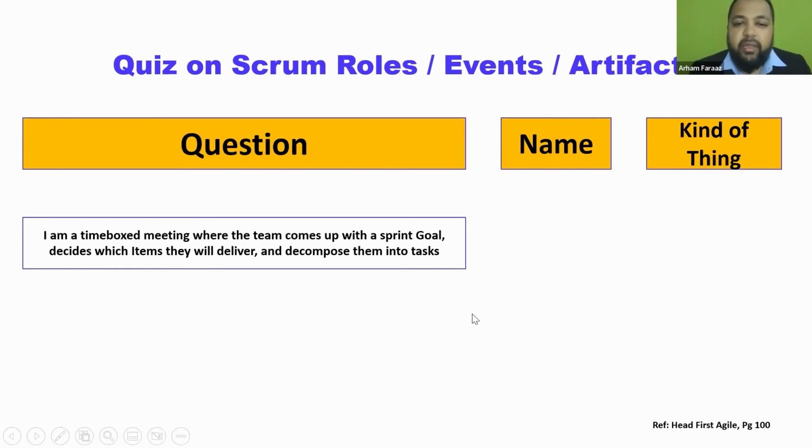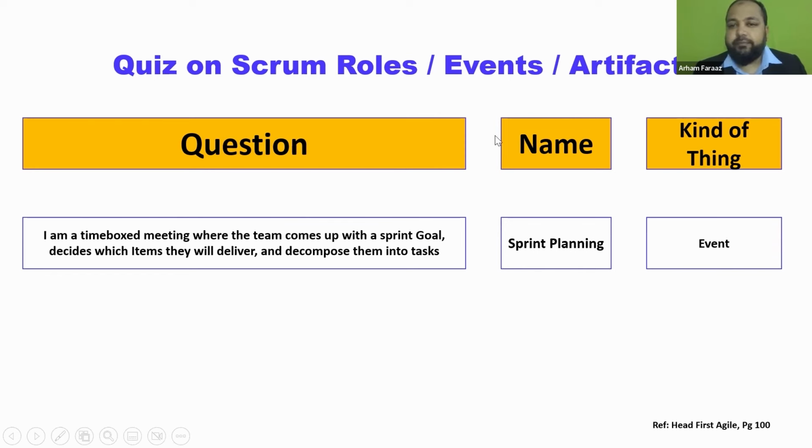Okay, I'm a time box meeting where the team comes up with a sprint goal, decides which items they will deliver, and decomposes them into tasks. Sprint planning is the answer, and it's an event. Okay, so decomposition, planning, everything, all of this happens over here. Time box meeting, sprint goal, what items they'll deliver, and decompose, right? So those are the things that happen over here. Okay, then next one. Let's go to the next one.